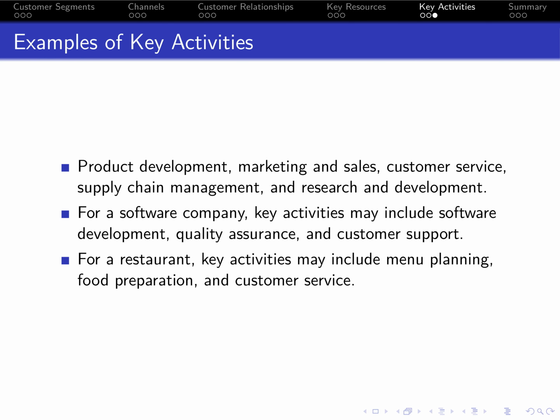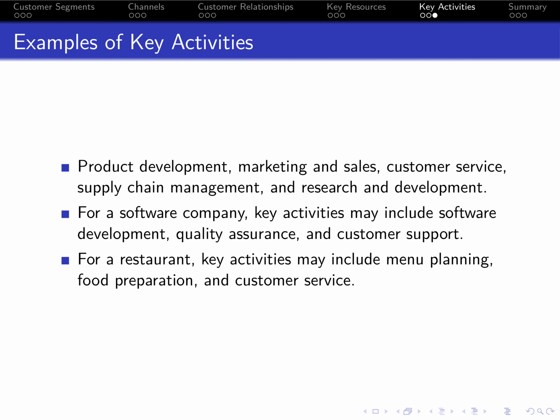In this slide, we delve into the examples of key activities that are crucial for businesses to thrive. Product development, marketing and sales, customer service, supply chain management, and research and development are all essential components that contribute to the success of a business. For a software company, key activities include software development, quality assurance, and customer support, ensuring that the software meets quality standards and users receive necessary assistance.